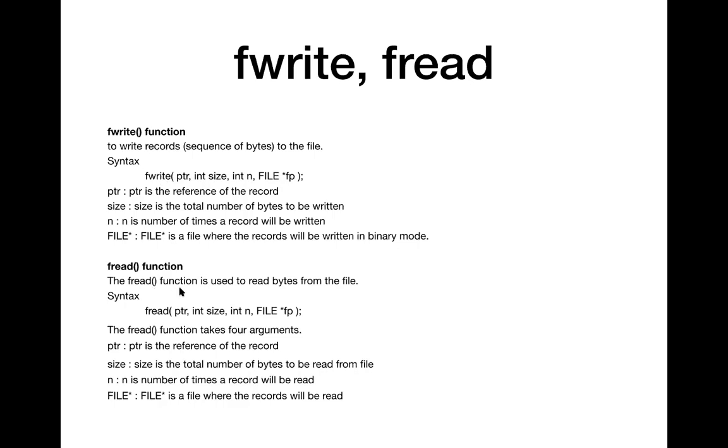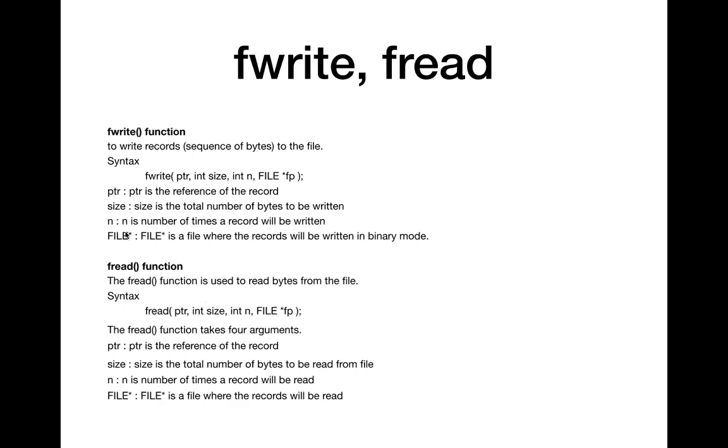So this is fwrite, to write something to the file. fread is to read bytes from the file. So fread, again, the reference of the record. If it's a structure, the structure variable. Okay, the reference of the record. Then the total number of bytes I'm going to read. N is the number of records I'm going to read, or number of times a record. That is number of records I'm going to read. And this is the file pointer.